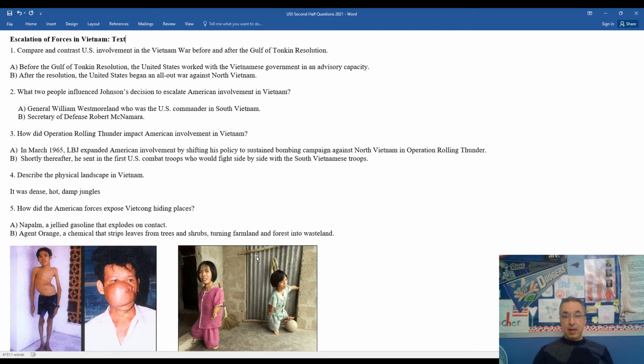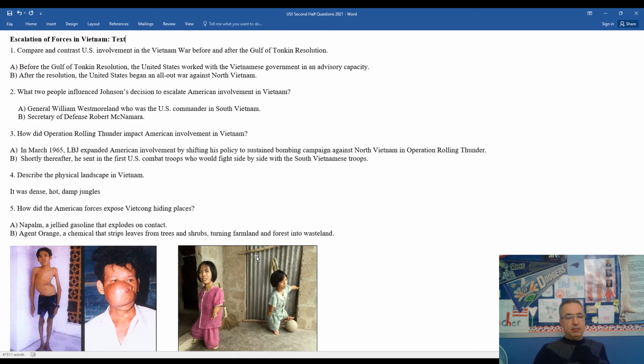The constant bombing in North Vietnam, almost like carpet bombing, our bombs are not as precise as they are in contemporary times, and as a result, we were hitting a lot of different areas, civilian targets, infrastructure, things like that maybe weren't our first targets, and we basically just continued to bomb North Vietnam, and that was nicknamed Operation Rolling Thunder. Shortly thereafter, he sent in the first American combat troops who fought side by side with the South Vietnamese troops.